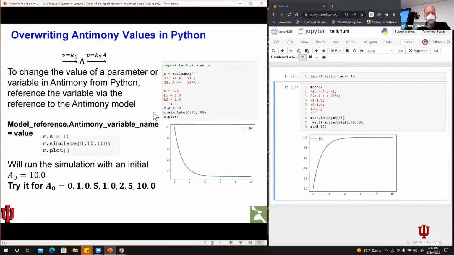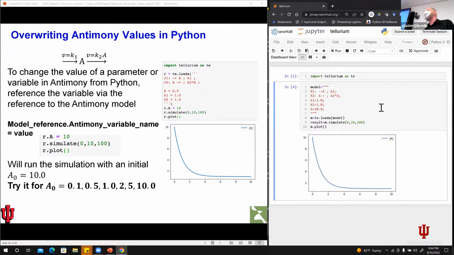So the next thing that we want to do is to perhaps change the initial value of A. And why don't you do that? Let's start with, I mentioned here, I start with no A and I see the amount go up. The equilibrium should be A star is K1 over K2. It should be 1, which it is. So that worked. And now I say if I start with A equal to 10, I should see it go down. Try that.